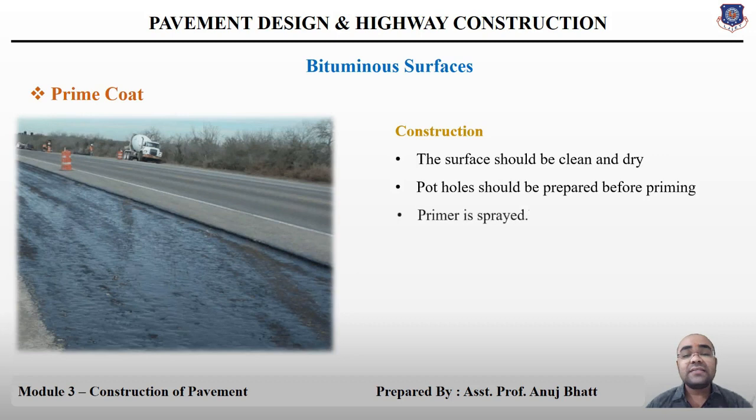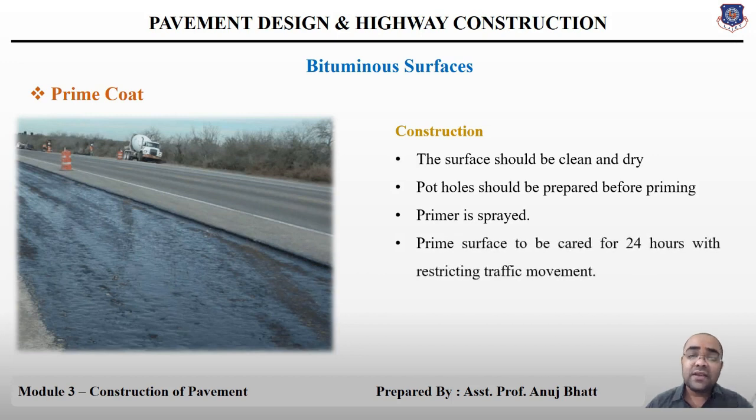Next, the bituminous primer is sprayed uniformly over the dry surface at the rate of 7.3 to 14.6 kilograms per 10 square meter area by using a mechanical sprayer. Next, the primed surface should be allowed to cure for 24 hours, and no traffic should be allowed until it gets cured.